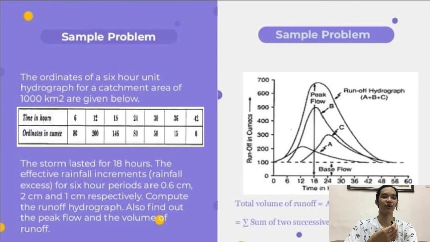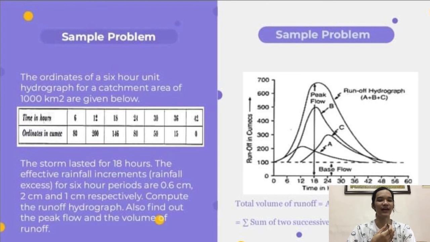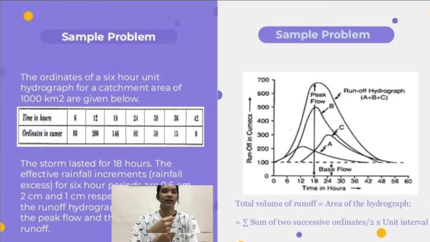Here is the sample problem. The ordinates of a 6-hour unit hydrograph for the catchment area of 1,000 km² are given below. The storm lasted for 18 hours. The effective rainfall increments for the 6-hour periods are 0.6 centimeter, 2 centimeters, and 1 centimeter, respectively.